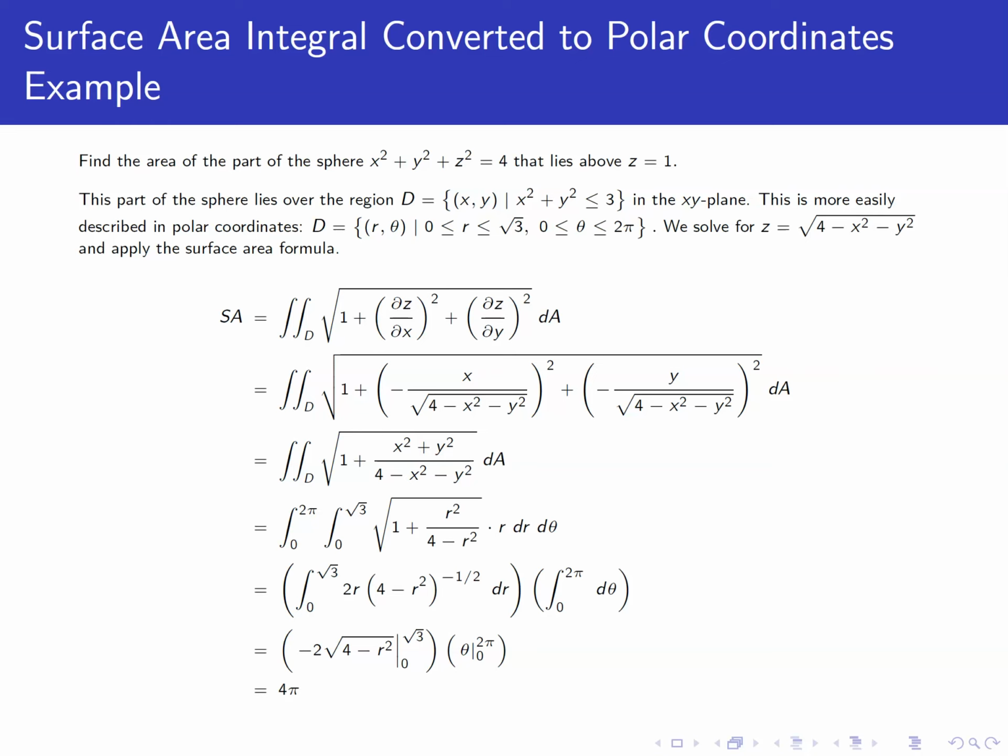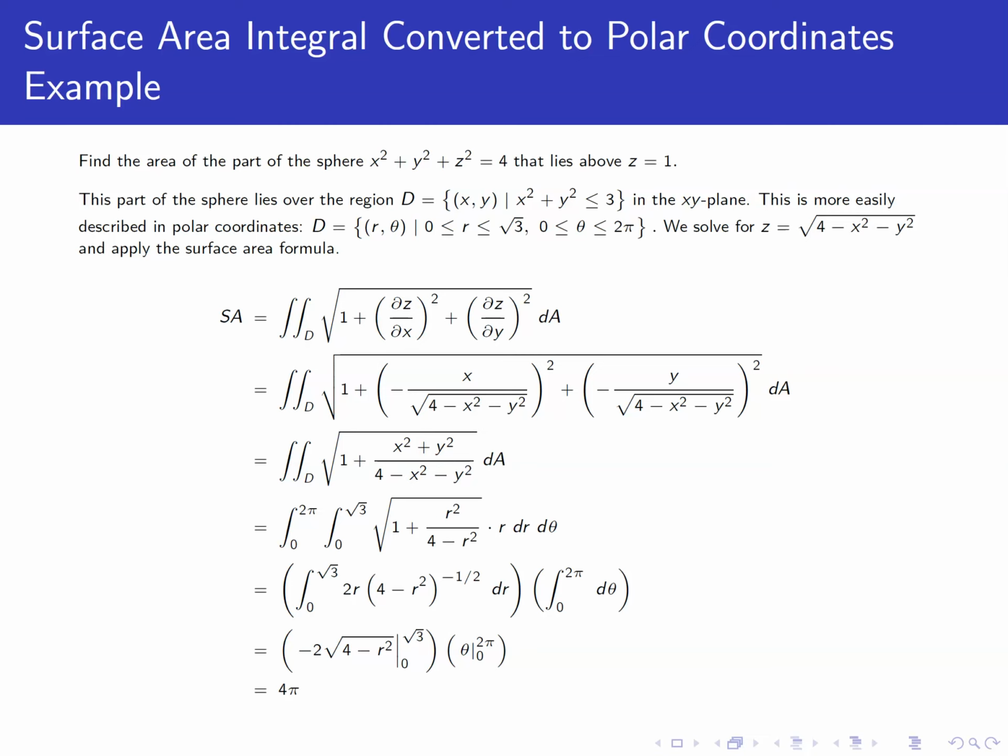In this video, we're going to look at an example of finding an area of the surface that will be best expressed in polar coordinates when we try to calculate the integral. So let's say we want the part of the sphere, x squared plus y squared plus z squared equals 4, that lies above the plane z equals 1.